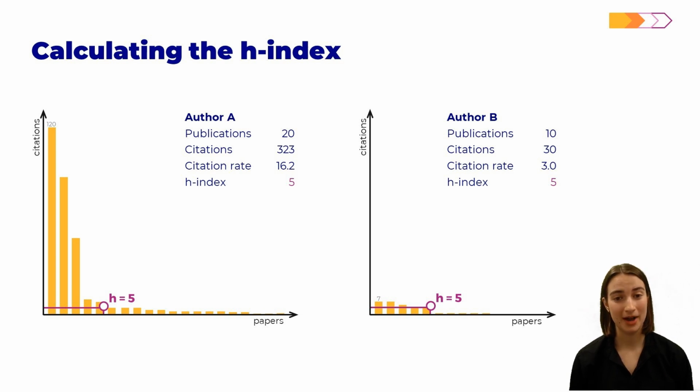Author B also has an H-index of 5. Although they have published only 10 papers in total and are cited less frequently, they have the same H-index as author A because both authors have published 5 papers that have received at least 5 citations each.